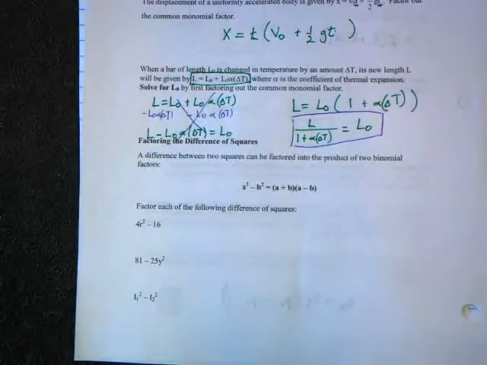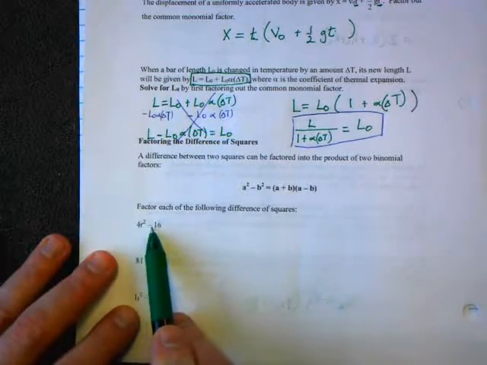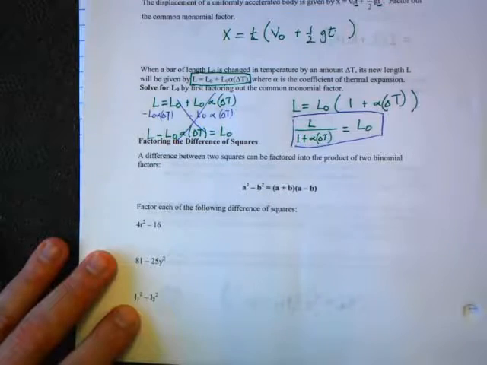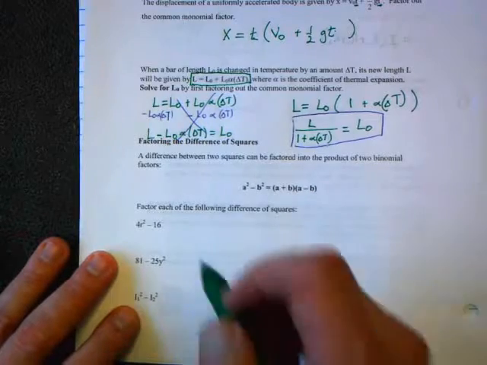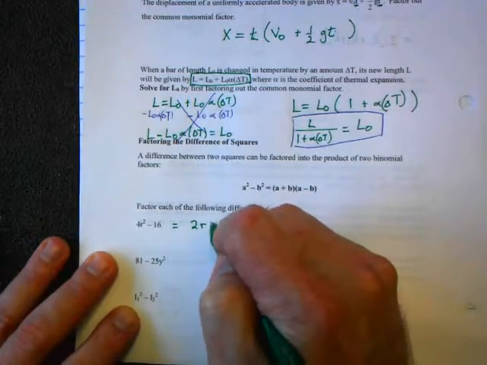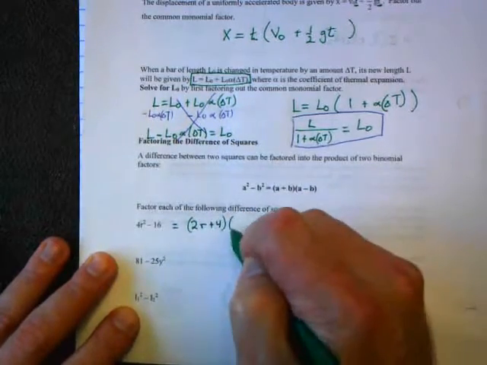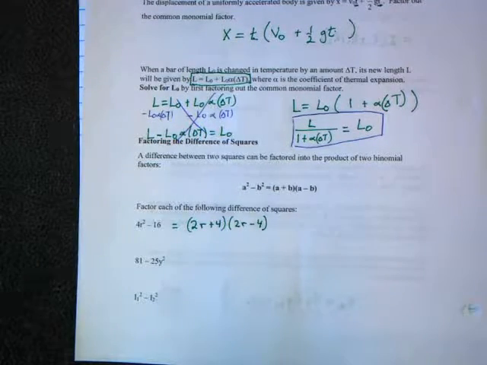Alright, so factor each of the difference of squares. Well, I notice I have 4r squared minus 16. What can I do with that? 2r plus 4, and the other is 2r minus 4. That's a pretty good answer. But I would say it's not the best answer. Can anybody give me a better answer?